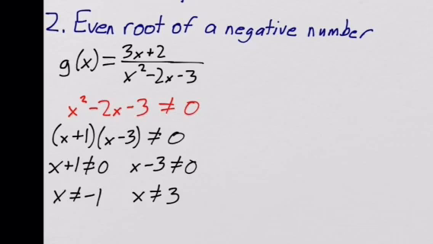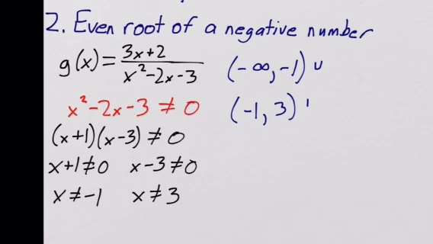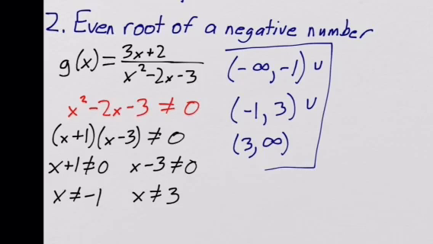And now we can go ahead and write the domain. It's going to be negative infinity to negative 1, not including the negative 1. Then we put a union to indicate that both of the things I'm putting here are still part of the domain. Negative 1 to 3, and then another union, 3 to infinity. So that's the case for what we're doing to avoid the division by 0.